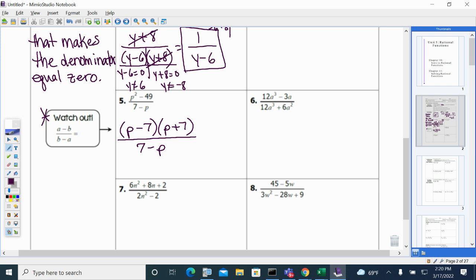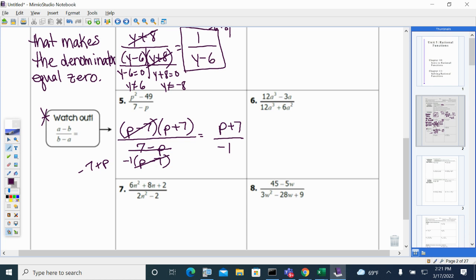So basically what I'm going to do here is try to manipulate the denominator so that I do have a p minus 7. So if I factor out a negative 1 from that denominator, I get a negative 7 plus p. Negative 7 plus p is the same thing as p minus 7. So I've changed the way that denominator looks, and now I have common binomial factors of p minus 7s that I can cancel. And I will have p plus 7 over negative 1.